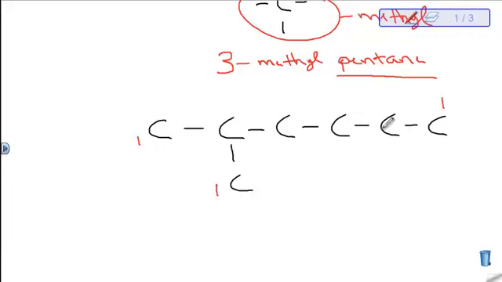How about from here to there? 6. How about from here to there? 6. Which one do you choose? Any of them? Well, the first rule for choosing is we start numbering from the end closest to the branch. So which of those 3 can I eliminate? This one, definitely. So we're not going to consider that one.